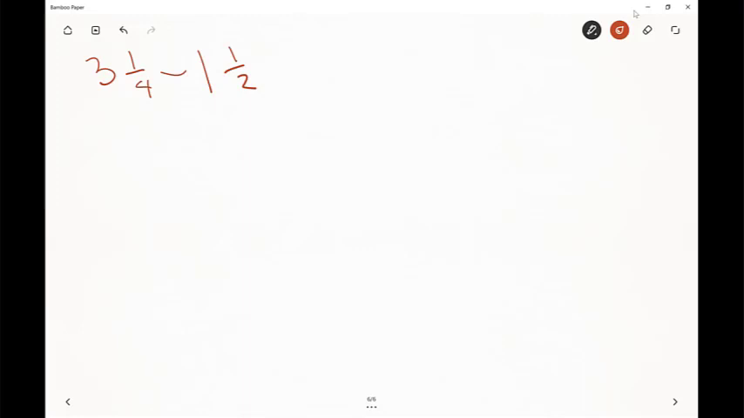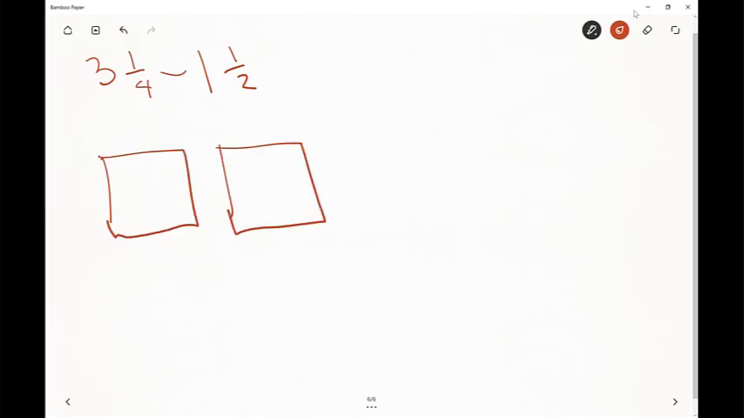So maybe I'll draw 3 wholes, my whole here. This should all be the same size, of course. And a quarter might be something like that, okay? So I've got 3 1/4, and I might just draw these dots just to show that it's quarter as well. Okay, so I've got 3 1/4. Now I want to take away 1 1/2.